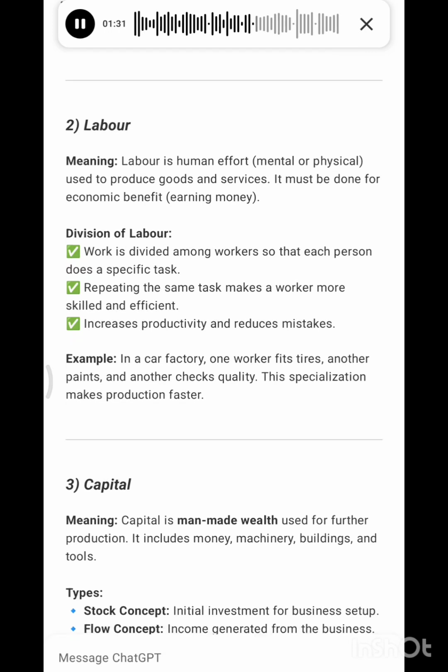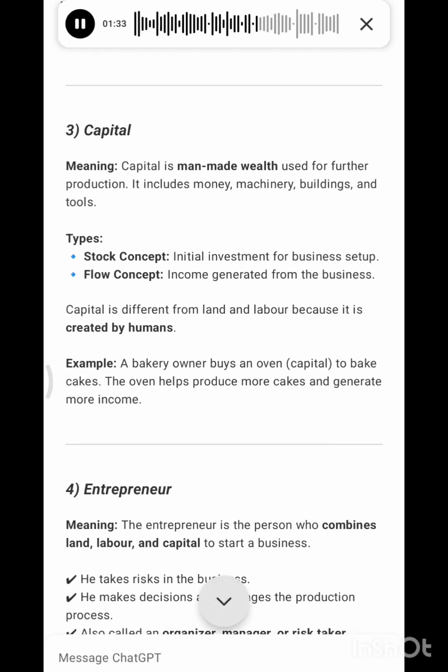3. Capital. Meaning, capital is man-made wealth used for further production. It includes money, machinery, buildings, and tools. Types: stock concept, initial investment for business setup. Flow concept, income generated from the business. Capital is different from land and labor because it is created by humans. Example: a bakery owner buys an oven, capital, to bake cakes. The oven helps produce more cakes and generate more income.